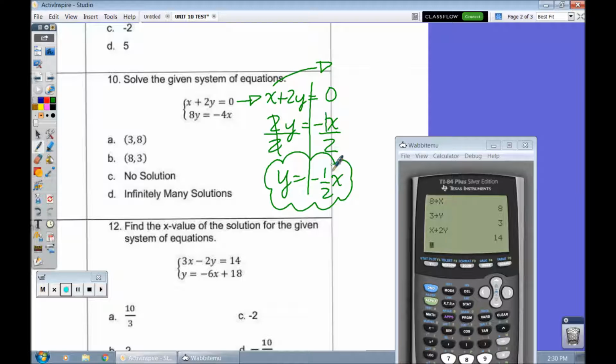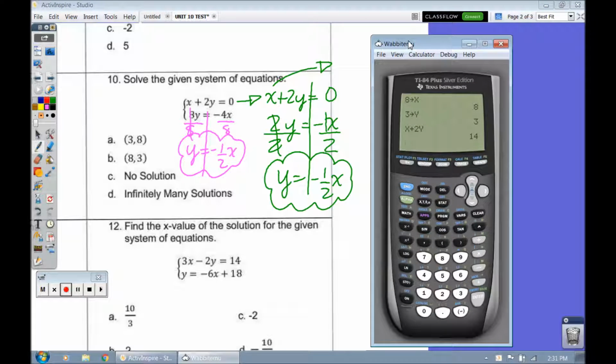Okay, let's try this guy here. We'll call it the little pink equation. This is just a one step, divide by 8. Divide by 8. Well, guess what? Negative 4 divided by 8 is negative 1/2. These are the same equations.